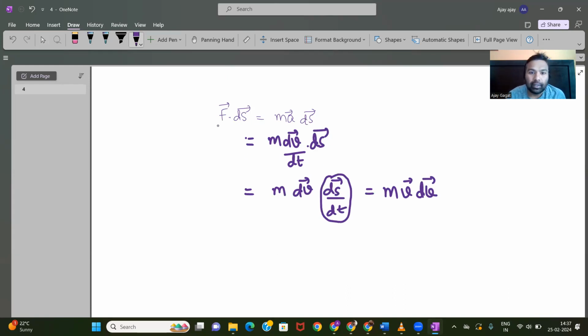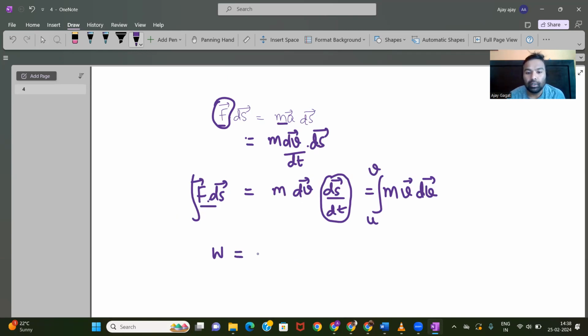When I wrote F is equal to ma, it means this F is the total force acting on an object. Where a is the acceleration produced in the body, I'm writing F as the total force acting on the body. To find the total work done, I can integrate the expression. If the initial velocity is u and the final velocity is v, this is the small work done, and integration will give us the total value of the work done.